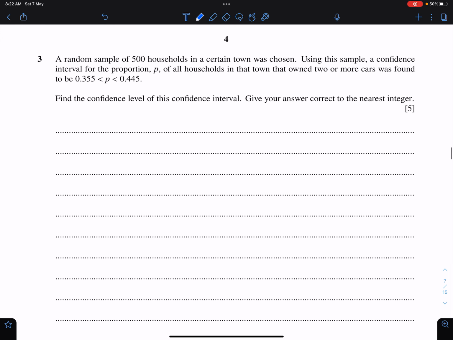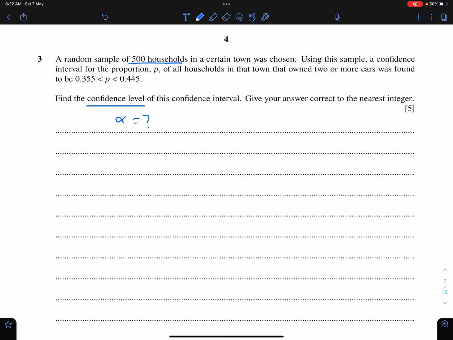Question number 3. A random sample of 500 households in a certain town was chosen. Using this sample, a confidence interval for the proportion P of all households in that town that owned 2 or more cars was found to be this. Find the confidence level, meaning alpha. We have to give our answer correct to the nearest integer.